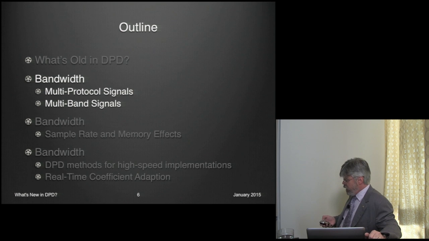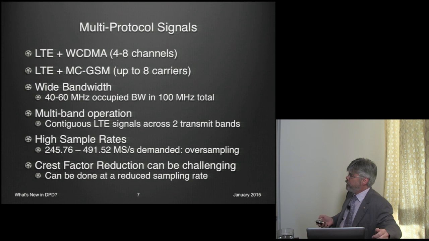As I say, these are the challenges. What's new in digital predistortion? We've got a challenge of increased bandwidth in the signals that we have to handle. Typical multi-protocol signals, instead of just having 1 or 2 carrier wideband CDMA, we'll have LTE and wideband CDMA and maybe 4 or 8 channels of this, so this is now getting actually quite a wideband signal. LTE and multi-carrier GSM. I've written up to 8 carriers here.